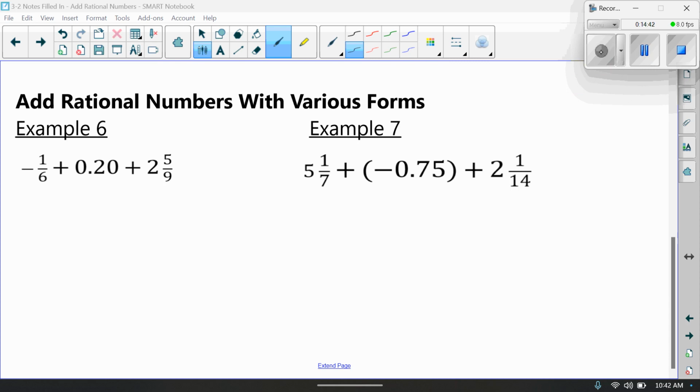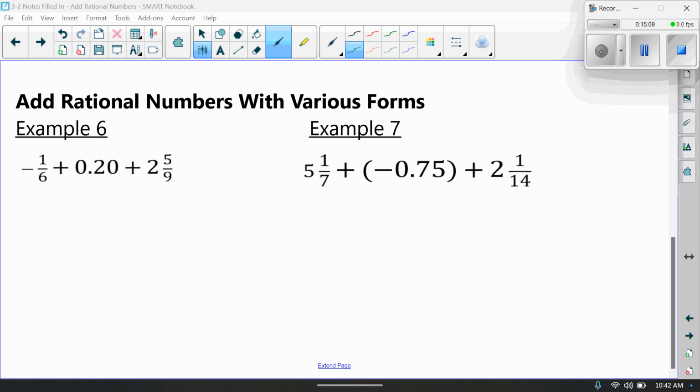All right. So for example 6 and 7, there's 3 different numbers in here. Is that a problem? No, it's not a problem, because all we have to do is make apples and apples. We need to make them either all fractions or all decimals. Is everybody with me? So, for example 6, what would you like to do, decimals or fractions?